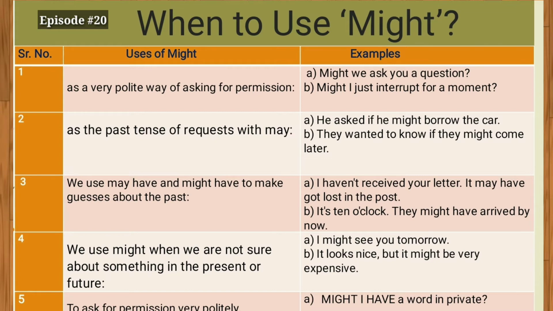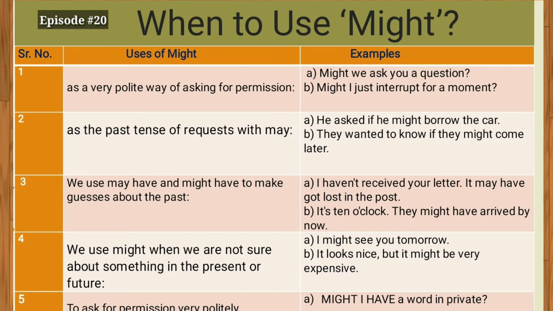The second use of might is as the past tense of a request with may. For example, he asked if he might borrow the car. The second example is, they wanted to know if they might come later.